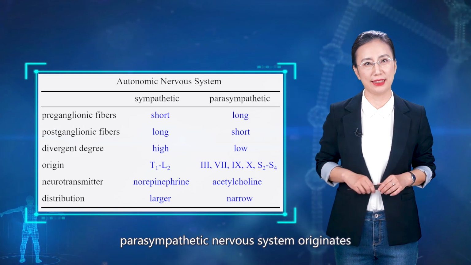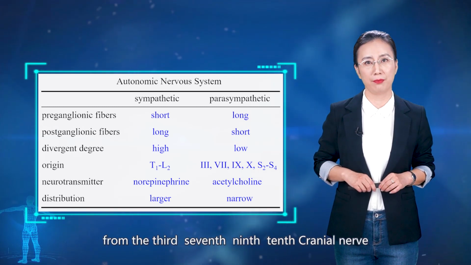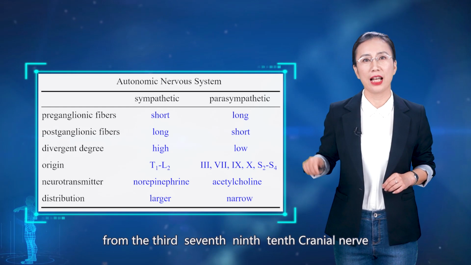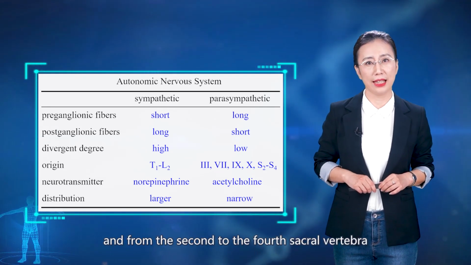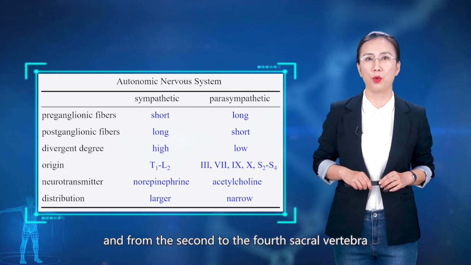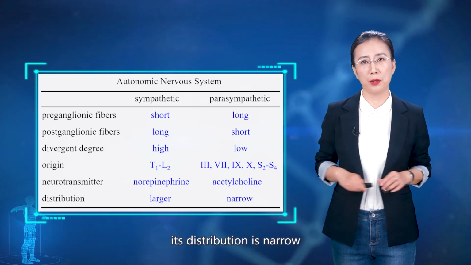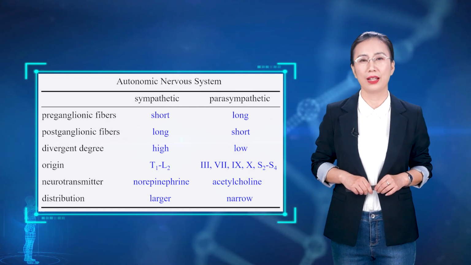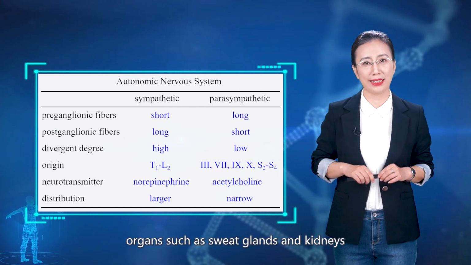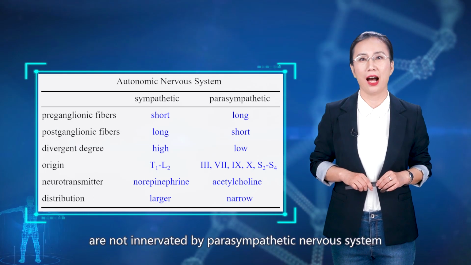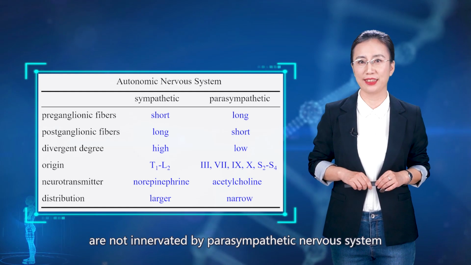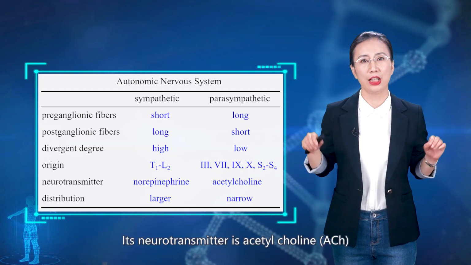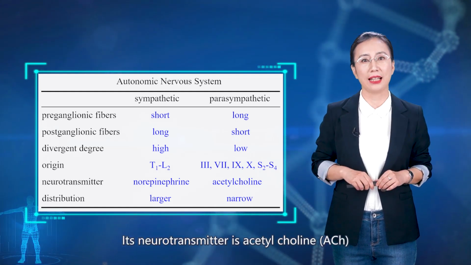The parasympathetic nervous system originates from the 3rd, 7th, 9th, and 10th cranial nerves and from the 2nd to the 4th sacral vertebra. Its distribution is narrow. Organs such as sweat glands and kidneys are not innervated by the parasympathetic nervous system. Its neurotransmitter is acetylcholine.